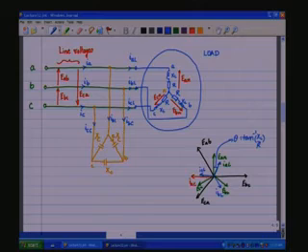Now, if we look at the current IA, IA is the vector sum of IAC and IAL, and therefore, if we superpose IAL on IAC, we get IA. So, by applying KCL, we get IA as the vector sum of IAL and IAC, and you see that IA is now almost in phase with EAB, because we have put a capacitive network.